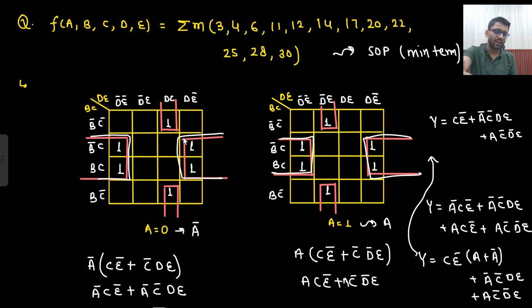But in this question, I could have directly seen that the same quad I am getting on both of the sides. That means that will make an octet. And if that is making an octet, that means A is also changing. So A bar or A will not come in the answer. So only C E bar would come in the final answer. So this I could have done.